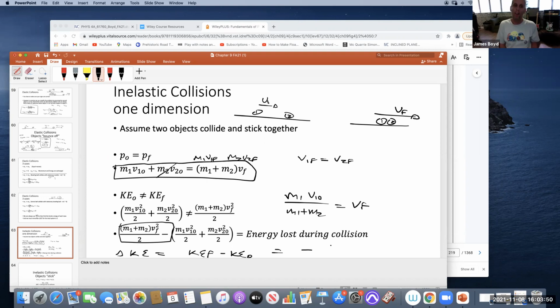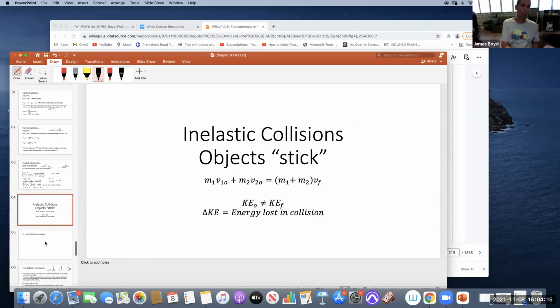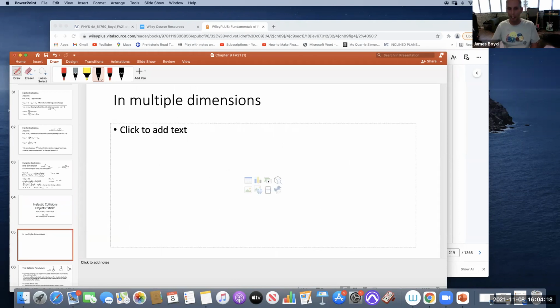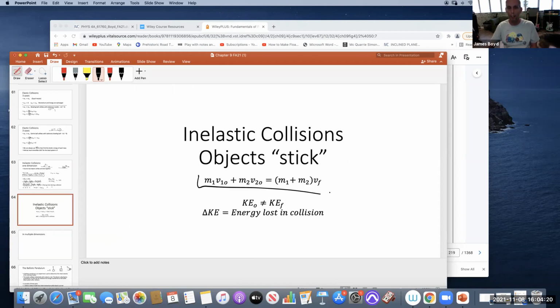Why? They lose energy when they stick together. There's some energy lost to electromagnetic forces. There's some energy lost to friction, to heat, to whatever. But in an inelastic collision, they stick, they lose energy. And that's all you need to remember. So this is inelastic. Remember this, and remember that this is not equal. In fact, it's always lost.